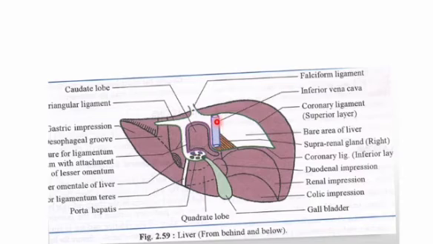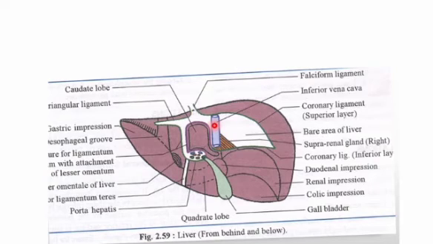The next prominent feature is the groove for the inferior vena cava. It is also a non-peritoneal vertical groove, and its floor is pierced by the hepatic veins. The hepatic veins are divided into two groups, the upper group as well as the lower group. So this is the groove for the inferior vena cava.